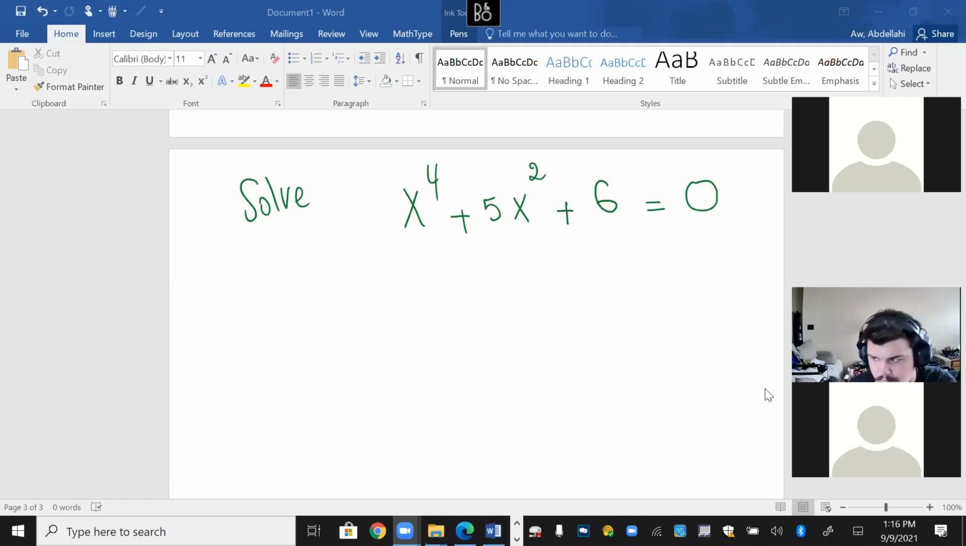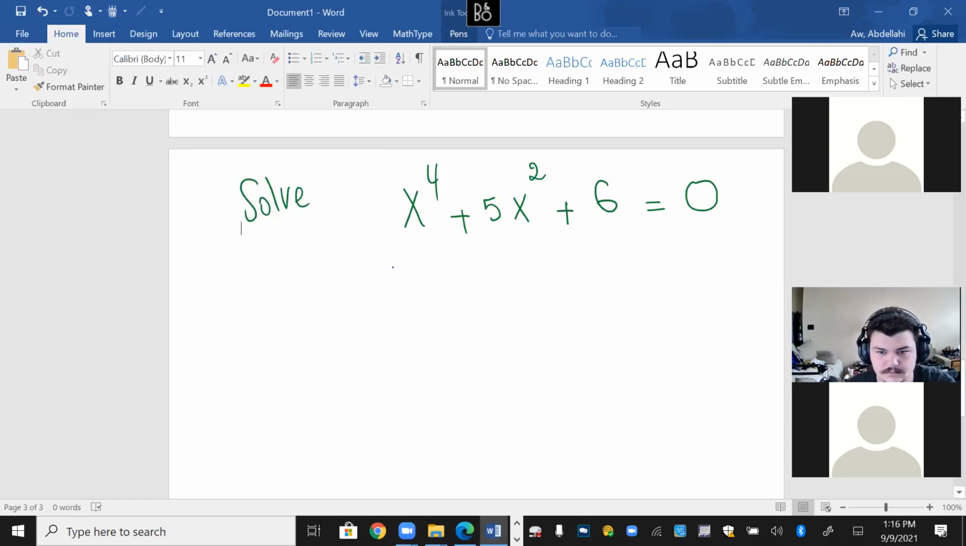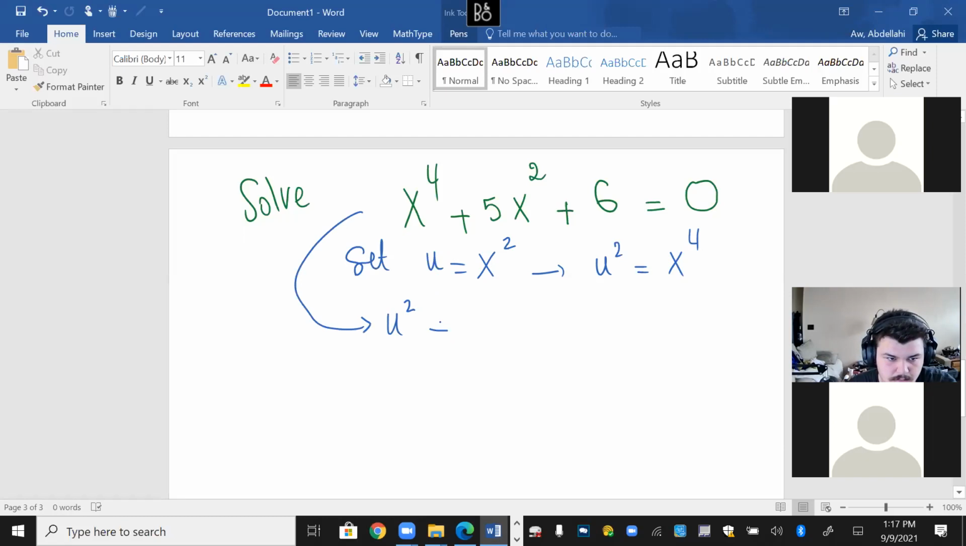So here, of course, we're going to set a new variable, right? We can call it W or U, whatever you want to call it. Set U equal to X squared, right? It doesn't matter how you call it. Then U squared is equal to X to the fourth. Now you go ahead and replace X to the fourth with U squared. This becomes U squared plus 5U plus 6 equals 0, right? And now you're going to see how to solve this one.